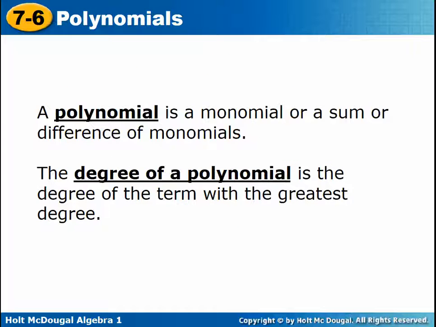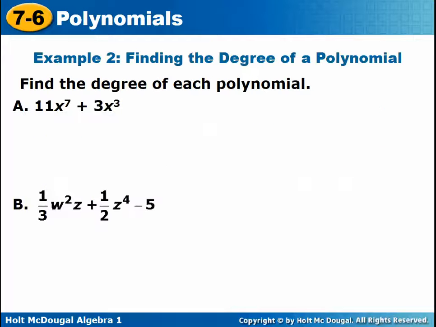A polynomial is a monomial, or a sum or difference of monomials. It's more than one term being added together, more than one monomial being added or subtracted. The degree of a polynomial is the degree of the term with the greatest degree. You don't add them all together. You just find the degree of each term, and then you find the one with the highest degree. That is the degree of the whole polynomial. The greatest one wins.